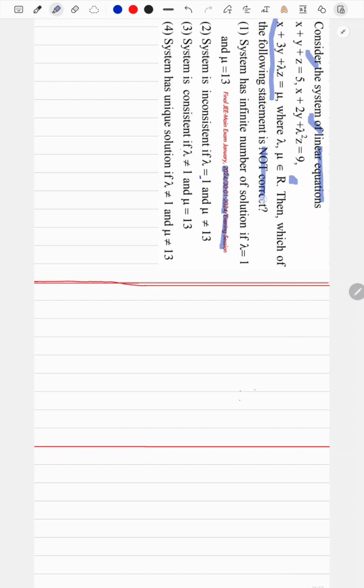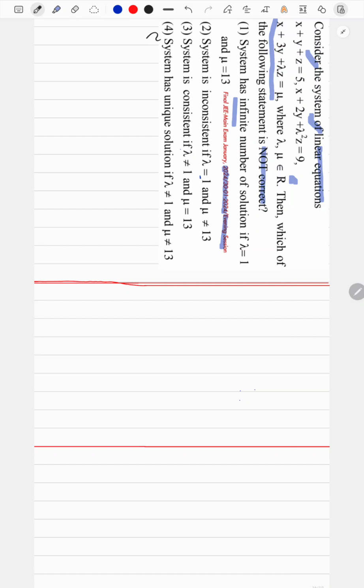You have to remember this one. Students hurriedly take the correct option, but this question asks which statement is not correct. We have to select an incorrect statement. Now we will solve this question step by step. If we look at the options, they are asking about an infinite number of solutions, consistent, inconsistent, unique solution and all. Now let's find the value of λ.